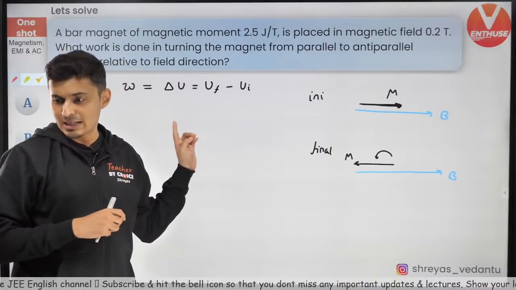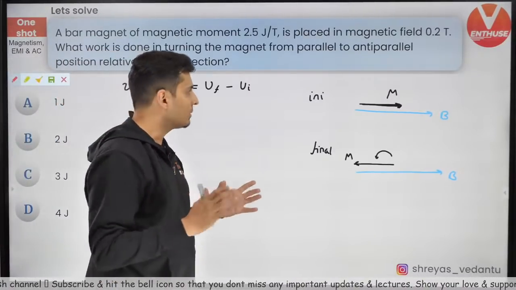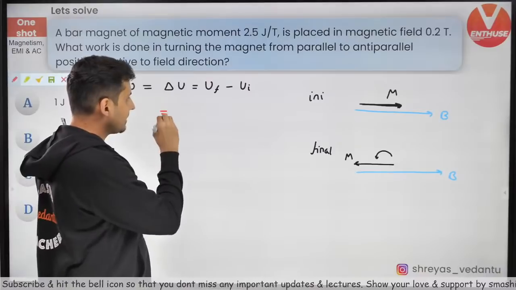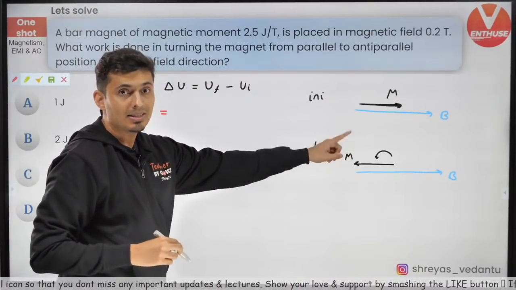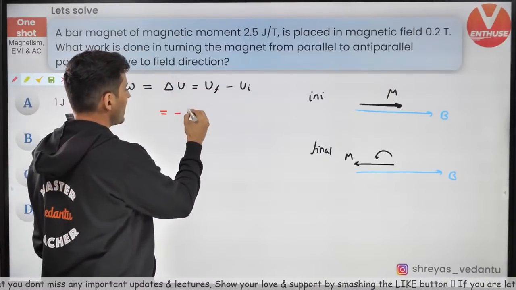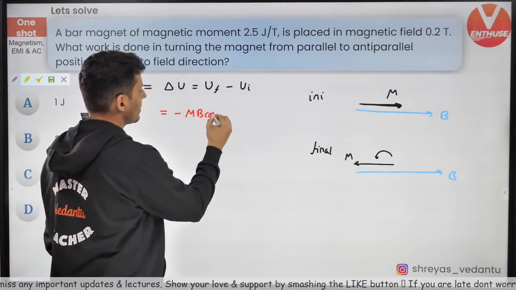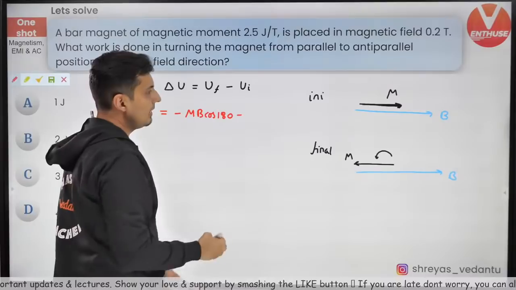Very few of you are also saying B option. Let's figure this out. Meanwhile, you can keep trying. Final energy: remember, finally the angle between them is 180, so minus MB cos 180, minus initial energy.